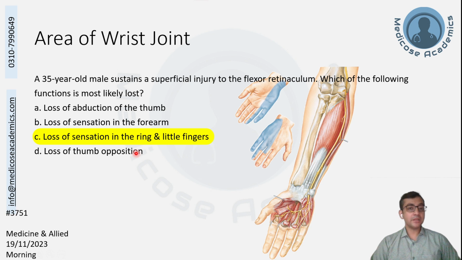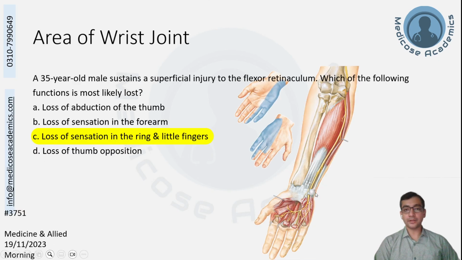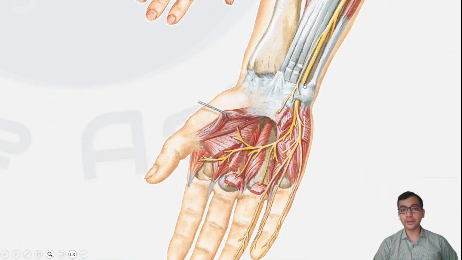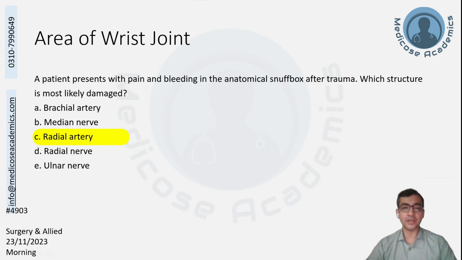A 35-year-old male sustains a superficial injury to the flexor retinaculum. Which of the following functions is lost? Again, so it is this ulnar nerve damage. Here in the later option, you have been shown a nerve passing underneath. It's not technically flexor retinaculum. It is one of the superior slips of it, and the part from where this is passing, it's not called carpal tunnel. It's called Guyon's canal.